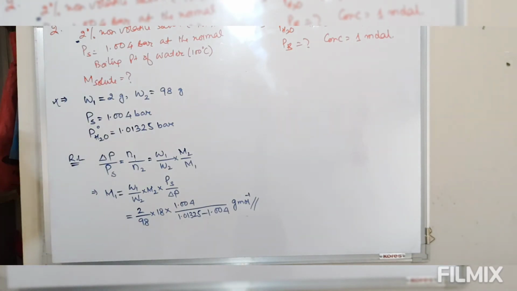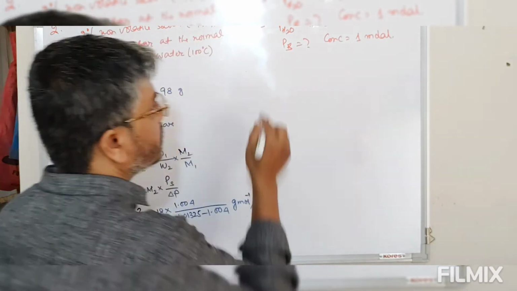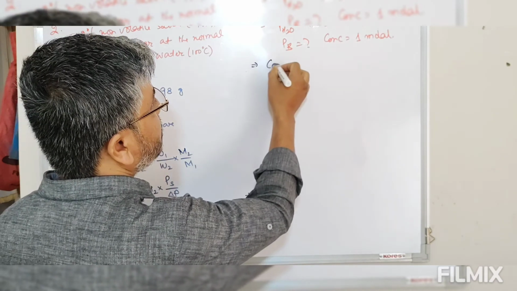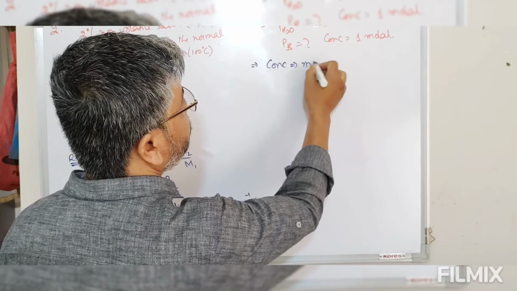So the concentration of the solution is 1 molal, meaning 1 mole of solute. Due to the presence of this non-volatile solute, the vapor pressure of the solution will obviously decrease. So what is the vapor pressure of the solution? Now to use Raoult's law, we need to find the mole fraction or number of moles of solute as well as solvent. To define this, we have been given this concentration. Now look at this.